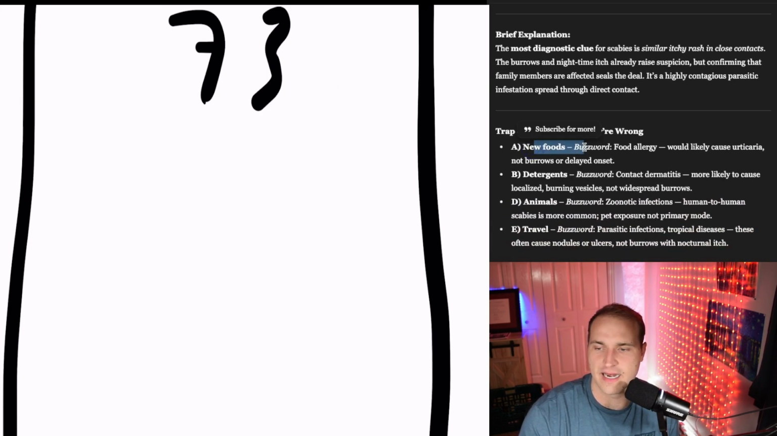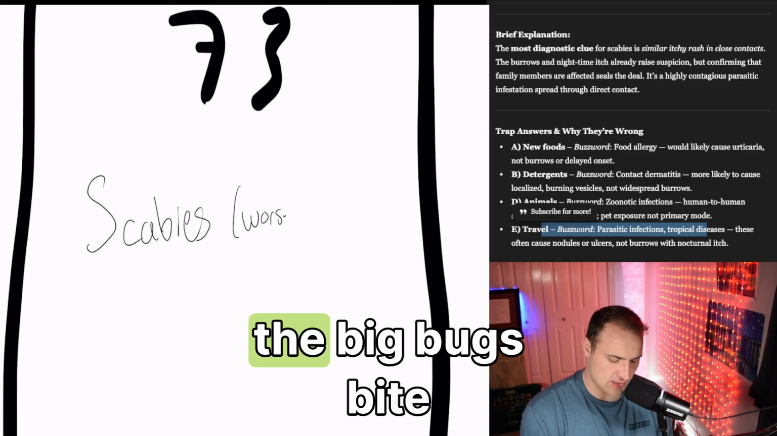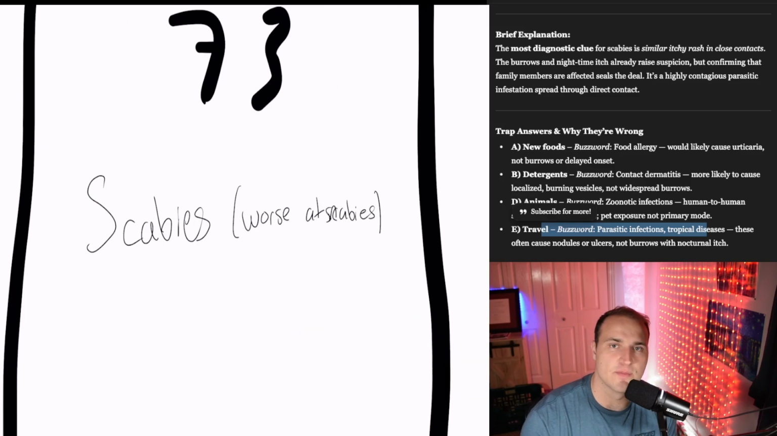But new foods is getting at an allergy. Detergent is getting at contact dermatitis. Animals would be the zoonotic infections, and travel is the parasites and tropical diseases. So relentless nighttime itching, so worse at night. Don't let the bed bugs bite. Scabies: you have the burrows and the web spaces, intensely pruritic papules.